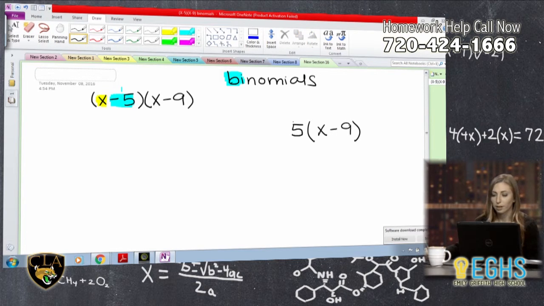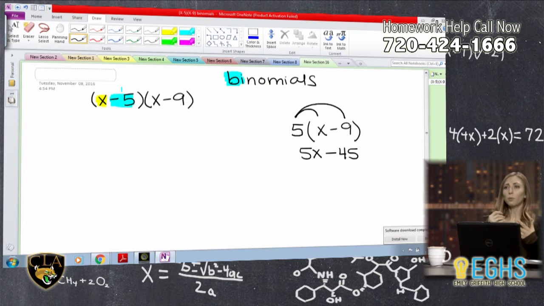So when we have one term times 2 terms, means we need to distribute. This is called the distributive property, where we would take our 5 times the first term, and then our 5 times the second term. So 5 times x, we get 5x. 5 times the negative 9, we get negative 45.